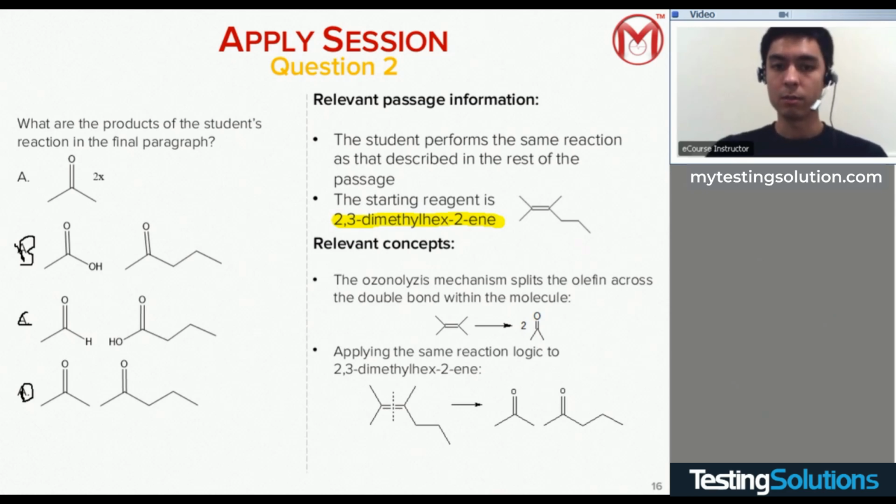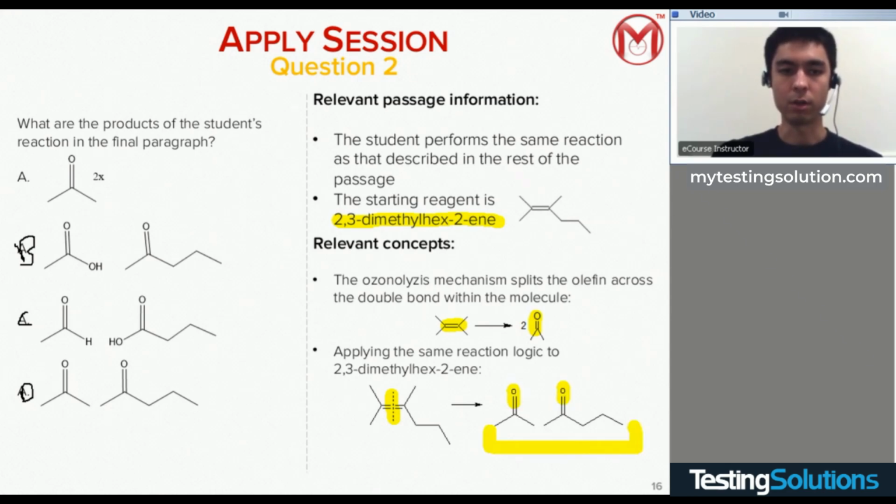The relevant concepts here are basically given to us in the passage. The ozonolysis mechanism functionally results in the splitting of the ethylenic linkage and gives us two carbonyl compounds. So you can see that same logic being applied to the 2,3-dimethylhex-2-ene. We're splitting it down the ethylenic linkage and making each one of those a carbonyl. So I should have these two products left over, right? That makes my answer D.